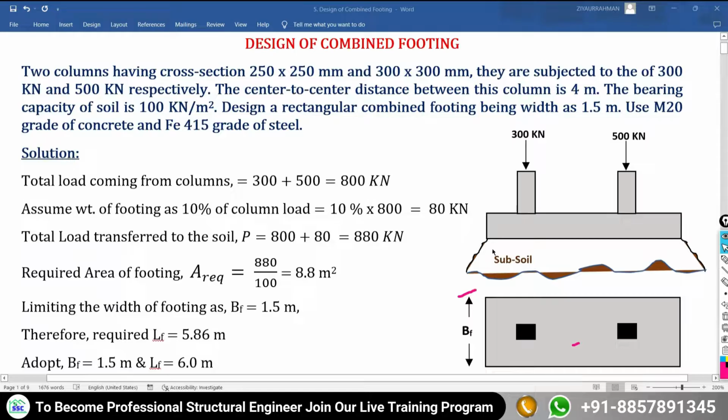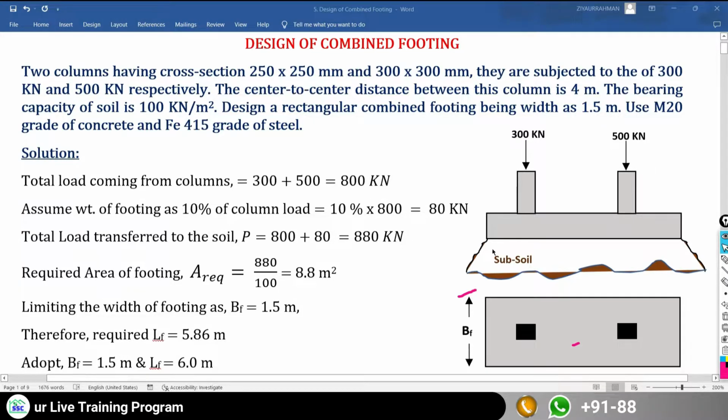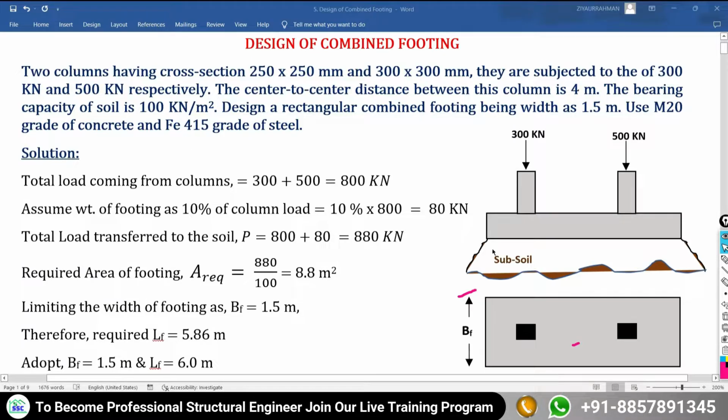So area of footing is equal to length of the footing multiplied by width of the footing. Now the width of the footing is fixed at 1.5 meter, and the total area of footing required is 8.8 meter square. So just take the ratio: length of the footing will equal 8.8 divided by 1.5. So you will get the length of the footing required as 5.86. So this much length of the footing is required.